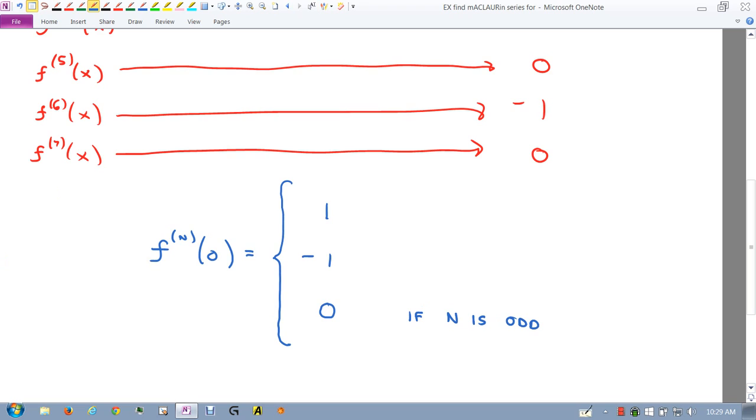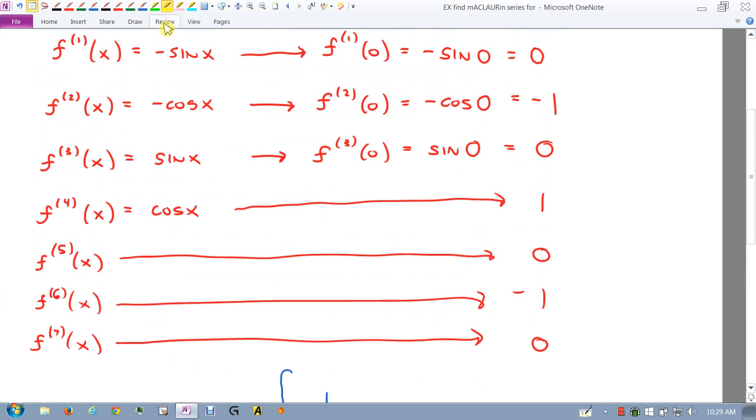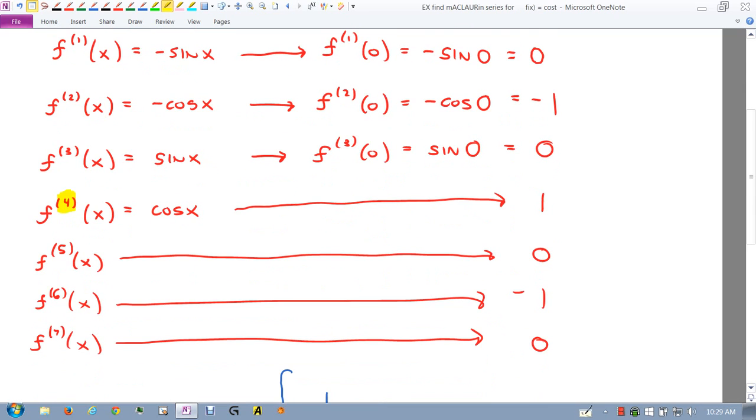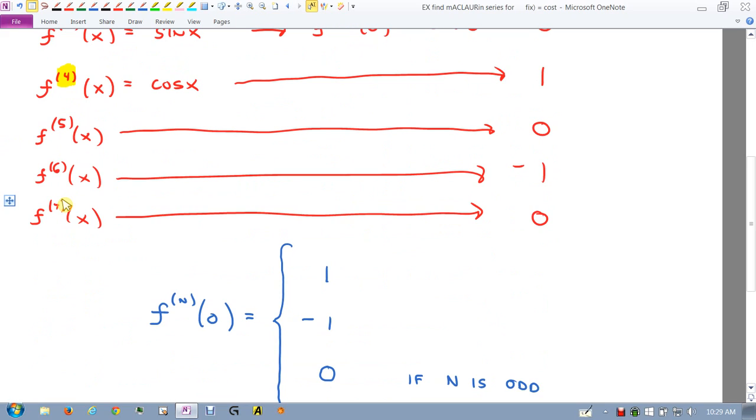Now, when is it 1? I'll highlight it. When is it 1? At the 0th derivative, at the 4th derivative, at the 8th derivative. Aren't those multiples of 4? Yes? So I could say if n is a multiple of 4.